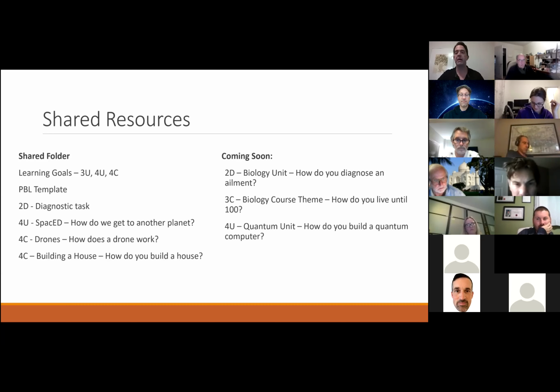Now, things I've thought about doing soon is a 4U unit on how to build a quantum computer. I think it would be a really interesting problem to analyze, and I bet it relates to every single unit in 4U physics. I just don't know how yet.